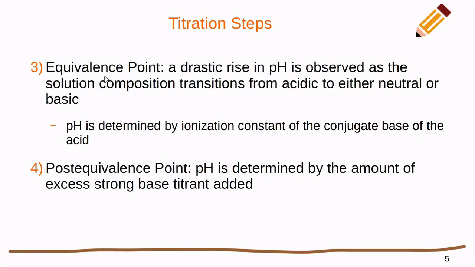Finally, we're going to have the equivalence point. This is where we're going to see a drastic rise in pH. The solution composition transitions from acidic to either neutral or basic. So the pH is determined by the ionization constant of the conjugate base of the acid. Post-equivalence point, pH is determined by the amount of excess strong base titrant added.